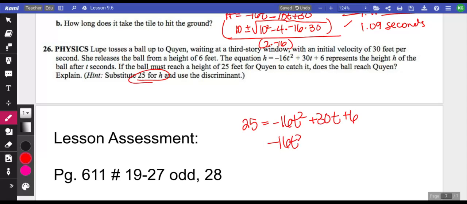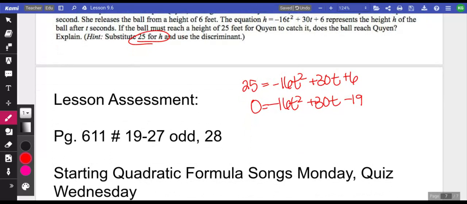And again, we can't solve equations until they're set equal to 0. And when I take 6 minus 25, it's -19. And it says use the discriminant to check for an answer. And I get -316. So that tells me that no, she will not catch the ball.